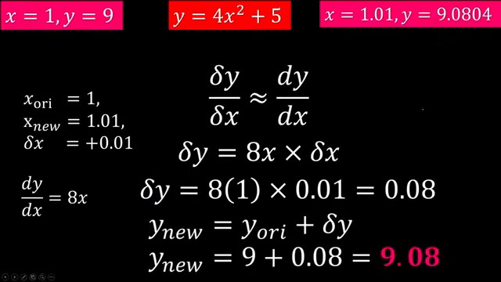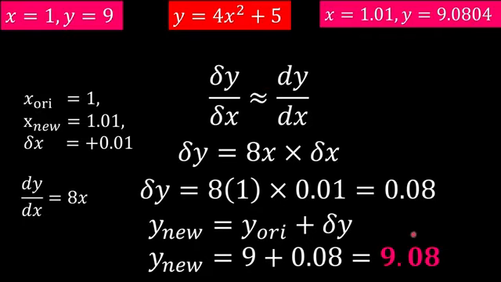If I write it down, this will be my answer. You remember that's why I asked you to memorize the answer, which is 9.0804. So without using a calculator, we can get a quite accurate answer. This is why we say that it's an approximation.